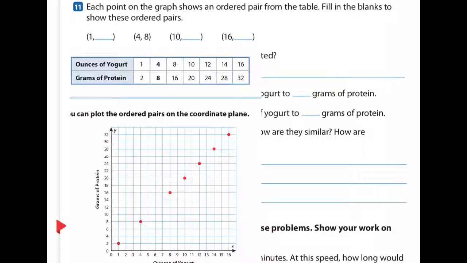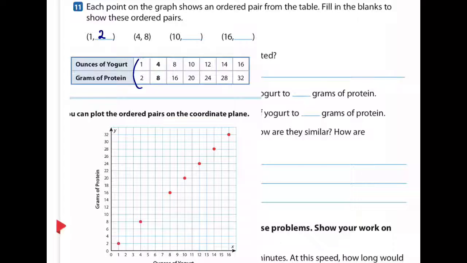Okay, in number 11 it says, each point on a graph shows an ordered pair from the table. Fill in the blanks to show these ordered pairs. So notice here they started with 4, 8. So now for the rest of them, you can either use the table or you could even use the graph. So I'll use both just to show you. So for the first one, it says 1 comma something. Well, you're just going to use this one, 1 comma 2.